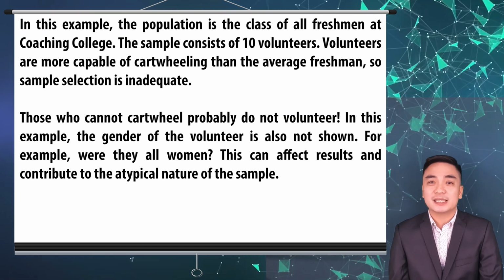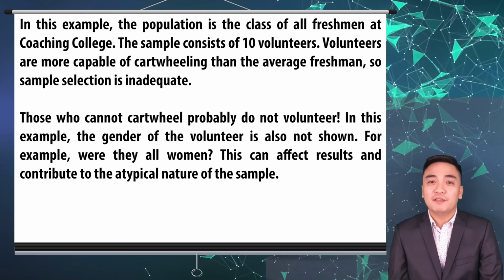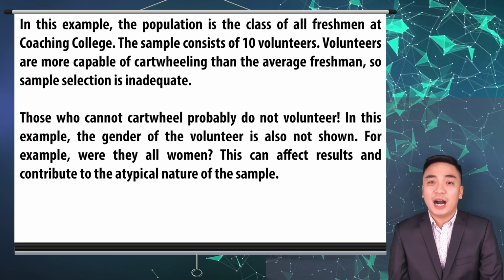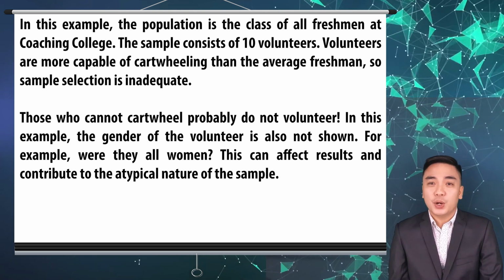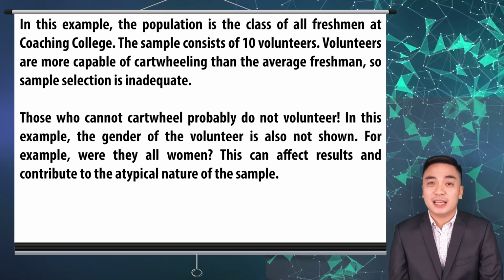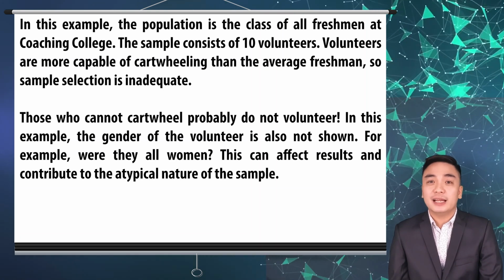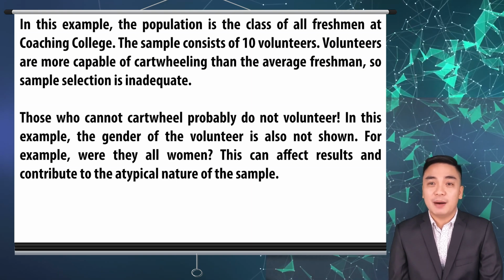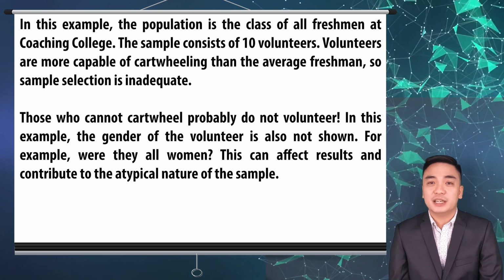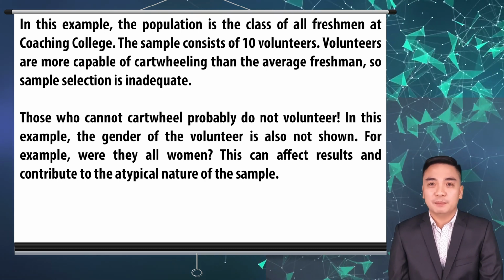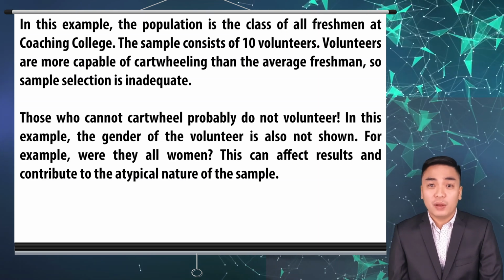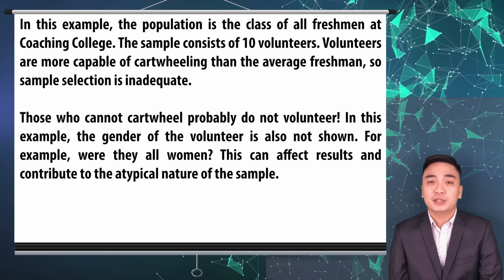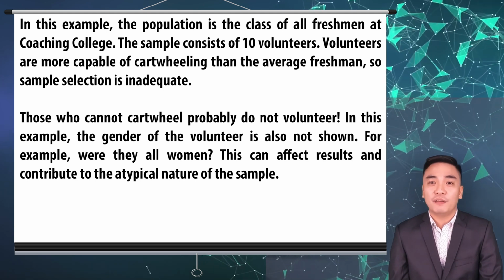The sample consists of 10 volunteers. Volunteers are more capable of cartwheeling than the average freshman. So, the sample selection is inadequate. Those who cannot cartwheel probably do not volunteer. In this example, the gender of the volunteers is also not shown. For example, were they all women? This can affect the result and contribute to an atypical nature of the sample.